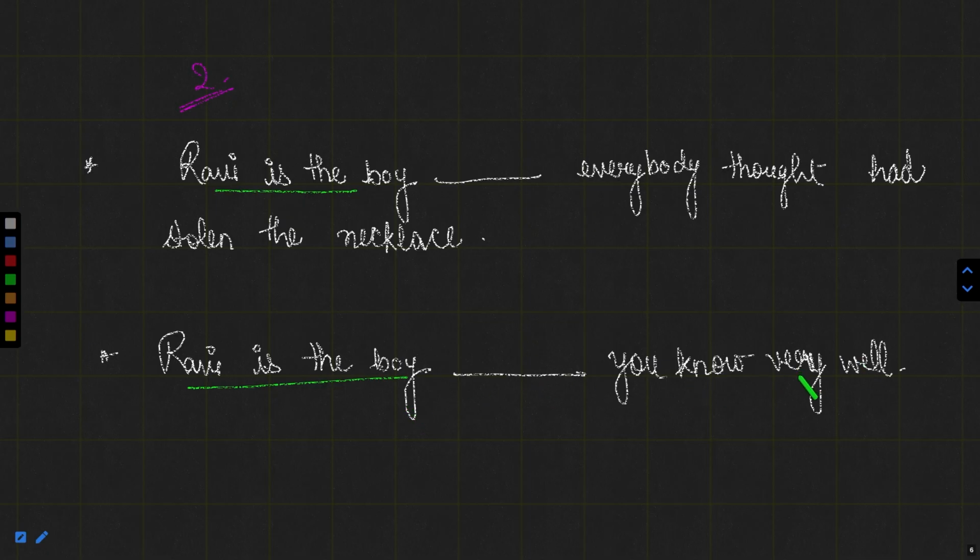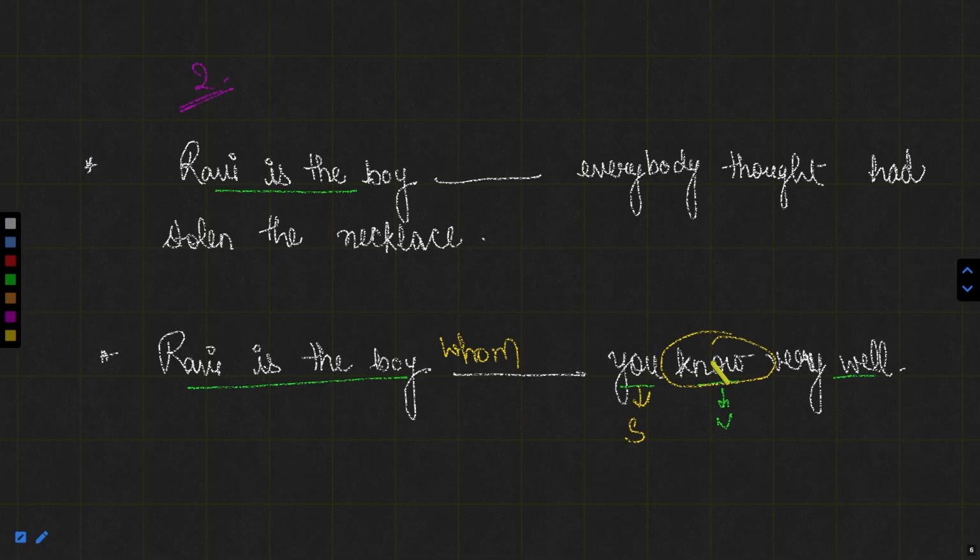Okay, so we are talking about Ravi, that Ravi is the boy. Now this is one sentence. Now we have another clause of the sentence, that is you know very well. Now which is the verb over here? Obviously know. And you know whom? You know Ravi. So here we should write whom. Because if you see this one, this you is the subject, whereas this know is the verb. So I can say you know Ravi very well. So this should be the simple structure of the sentence.